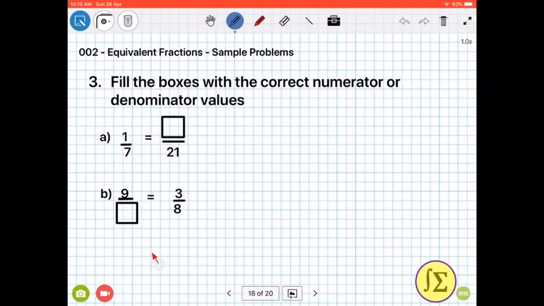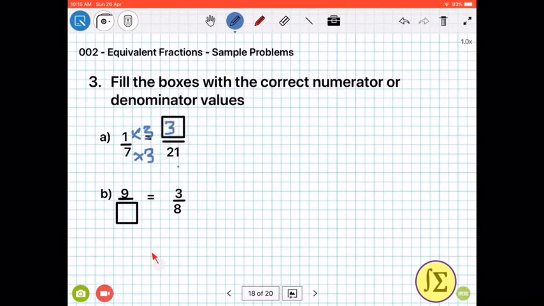7 and 21. How do you get 21 from 7? You multiply by 3. You get 21. So for equal fractions, you have to multiply the same number for the top and the bottom. So for the number at the top, we also have to multiply it by 3. So 1 multiplied by 3, the answer is 3.